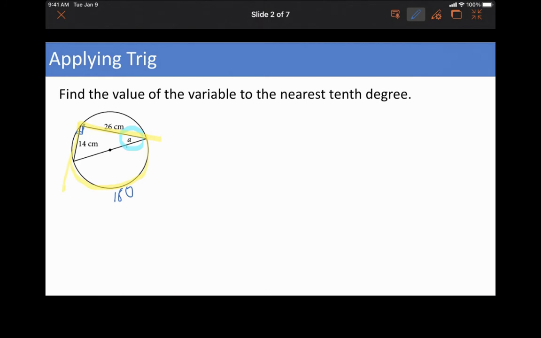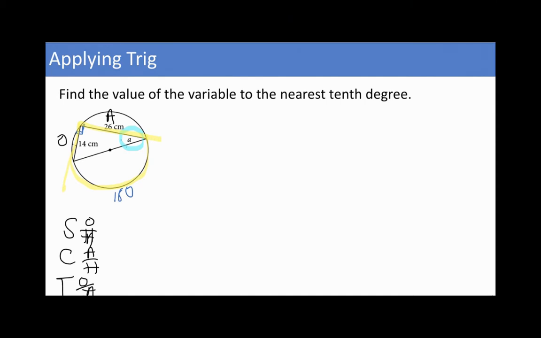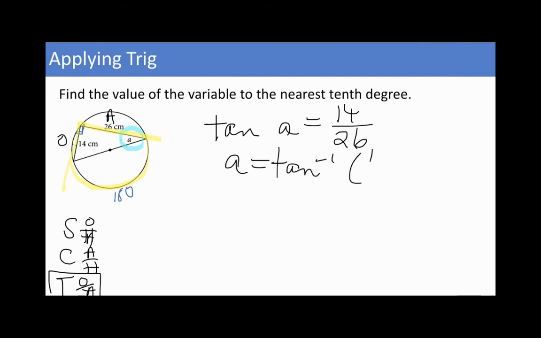And here's my angle. So I'm going to label the sides. According to this angle, this is the opposite and this is adjacent. Using SOHCAHTOA, sorry, that's an 8. OA is TOA. So I'm going to say tangent, write an equation: tangent of the angle A equals 14 over 26, opposite over adjacent. So taking the inverse of both sides, I'm going to do an inverse tangent.